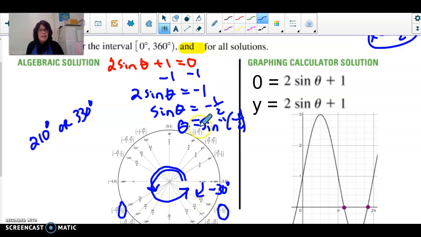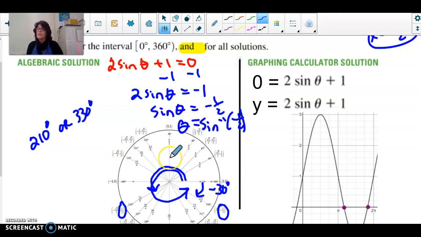That's correct, because remember, inverse sine is limited to the first and fourth, to these two quadrants, -π/2 to π/2. It's not going to give me this answer. I have to find it. And I have to call -30 330. Okay? Do you understand that?